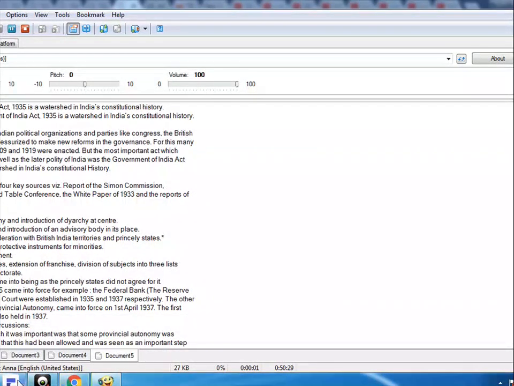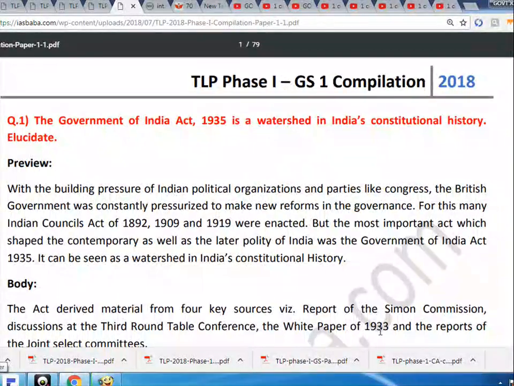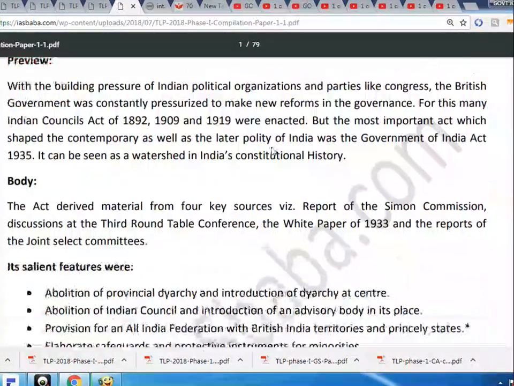Q.1 The Government of India Act, 1935 is a watershed in India's constitutional history. Elucidate.